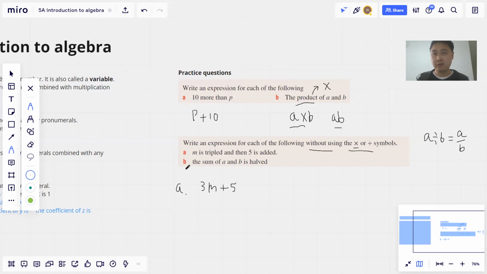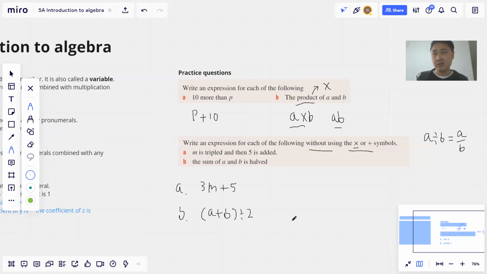And for the last question, question B, we have the sum of A and B is halved. First, we want to find the sum of A and B. Because it's hard to type in the chat, we just do it together. Because it's a sum, we just write A plus B. But the sum is halved, which means the sum is divided by 2.